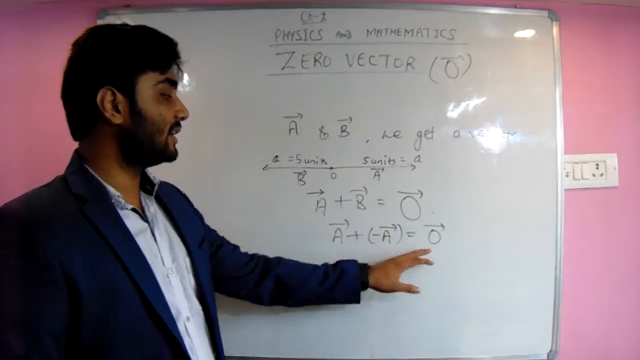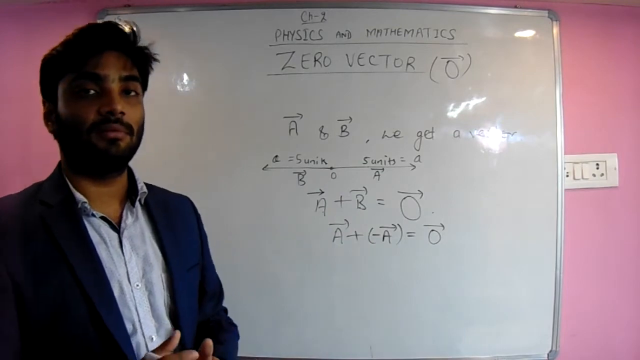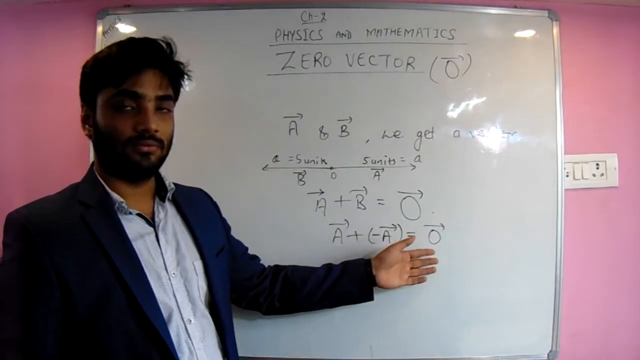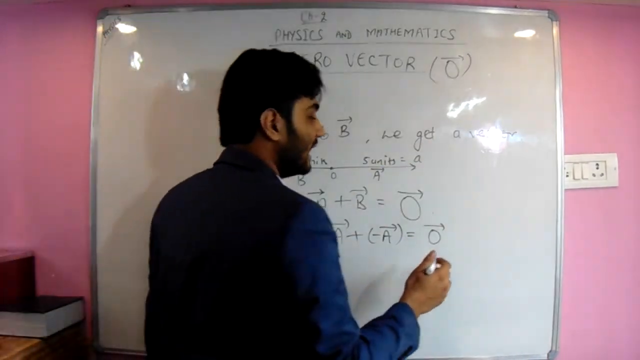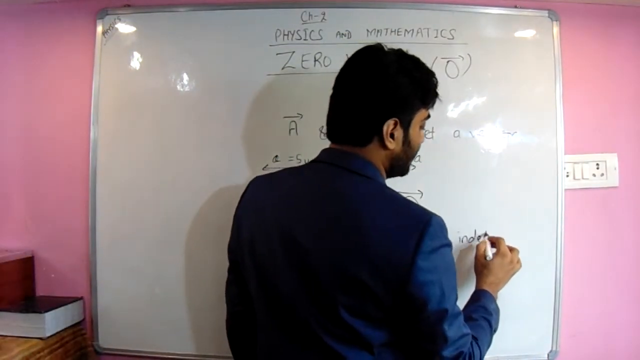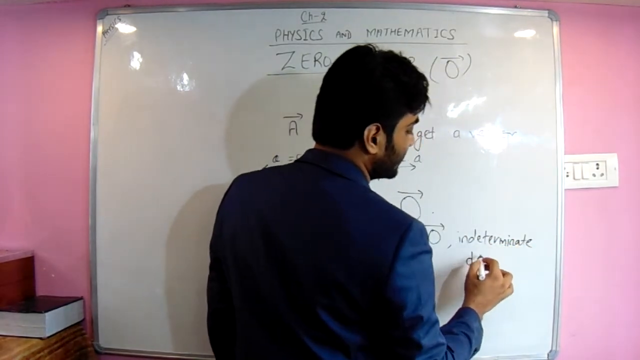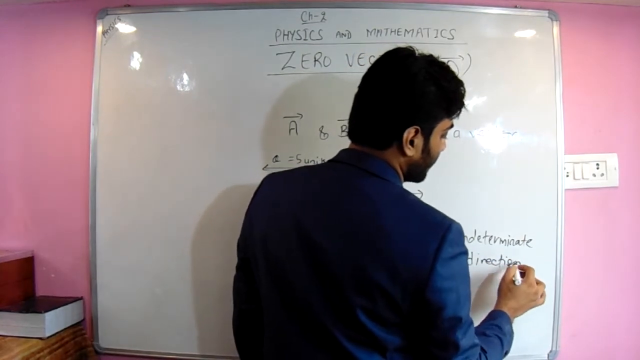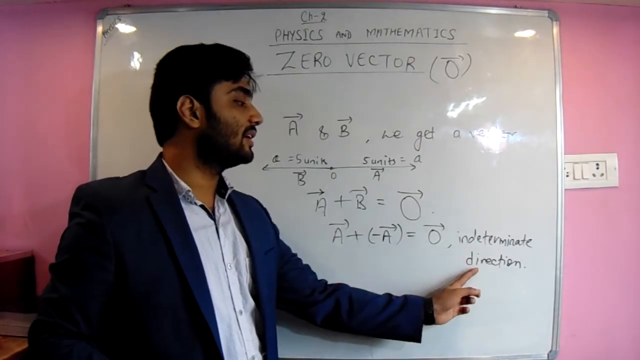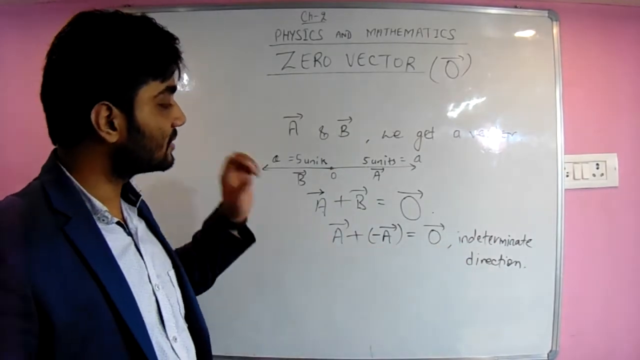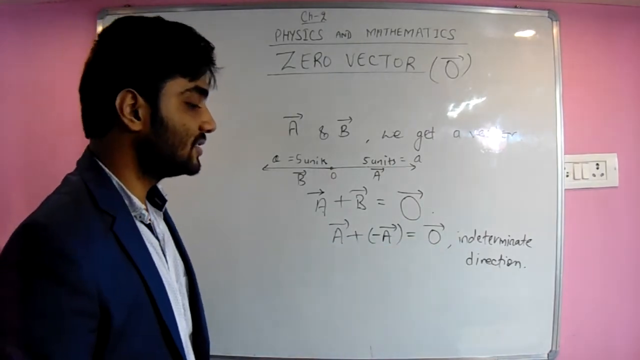It is also a vector. Vector product, vector addition, vector subtraction, vector division: these are equal to a vector. So zero is a vector. Zero vector has indeterminate direction. What type of direction does this have? Indeterminate direction. Direction is there, but it is indeterminate for the zero vector.